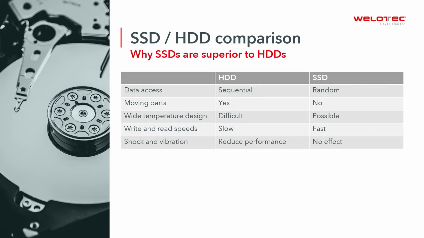Let's compare SSDs with HDDs first. HDDs have mechanical components and moving parts, while SSDs have not. SSDs, by their very design, support random access to data, while HDDs can only access data sequentially. It's also very difficult to design HDDs for operating in a wide temperature environment, which is much easier for SSDs. The speeds of HDDs are usually quite a bit slower than on SSDs, and shock and vibration have an impact on performance even within acceptable limits, while SSDs suffer no degradation of performance when in a vibrating environment.